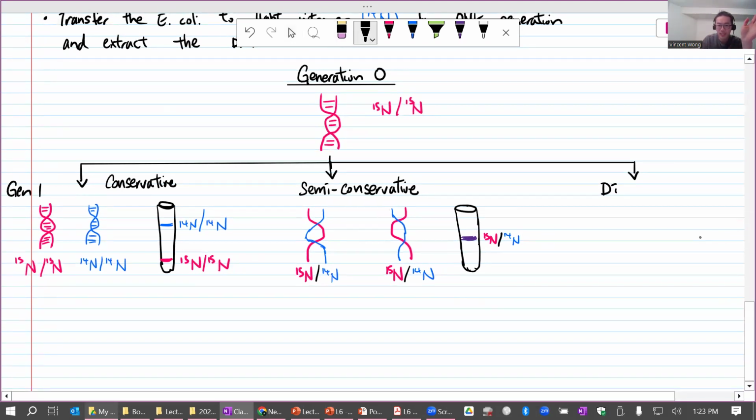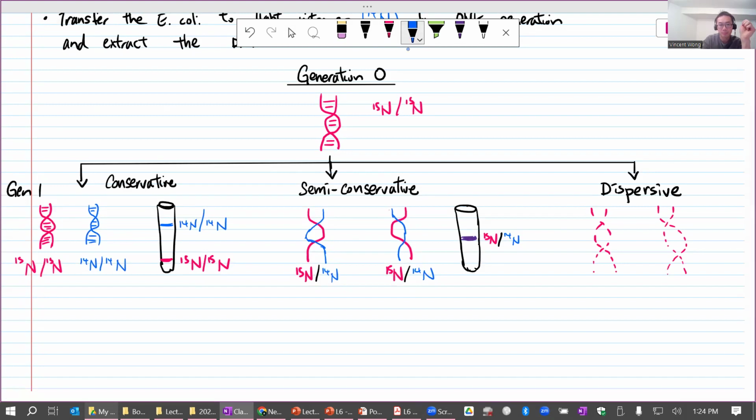Okay. So next is dispersive. In dispersive, this is really hard to draw, but it's basically a bit of red and blue, but not restricted to the same strand like semi-conservative. They're just all over the place. And it is also a mix of 15 and 14.